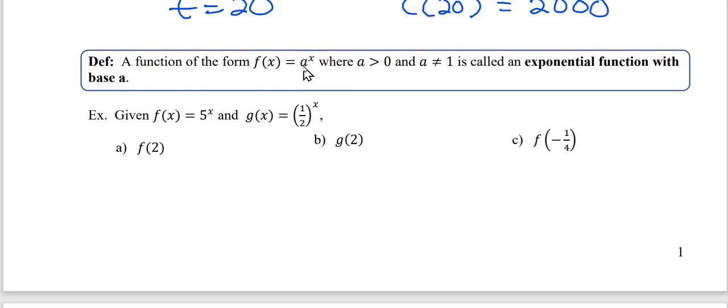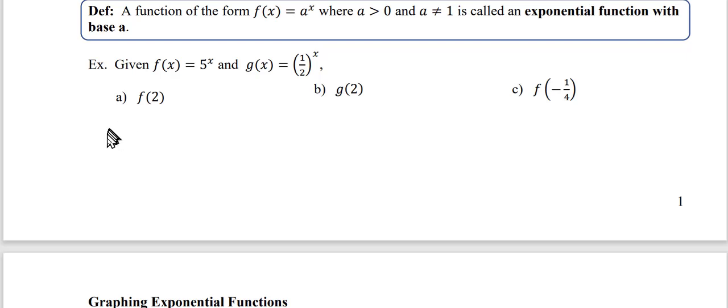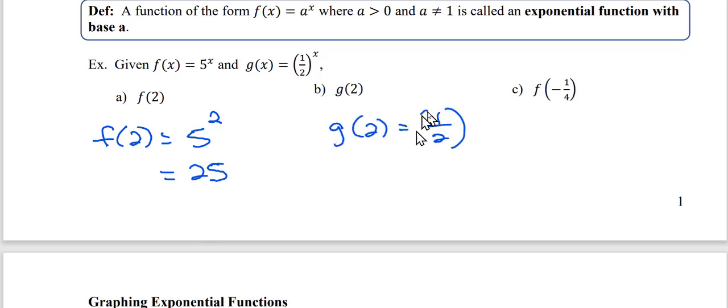The difference between what we see here and what we have seen in other functions is that our variable is in the exponent here. That's what makes it an exponential function. We have a constant base. I give you a couple of examples here. f of x equals 5 to the x and g of x equals 1/2 to the x. f of 2 is going to be 5 to the second, or 25. The variable is in the exponent. g of 2, 1/2 to the second, replacing the x with 2, is 1/4.